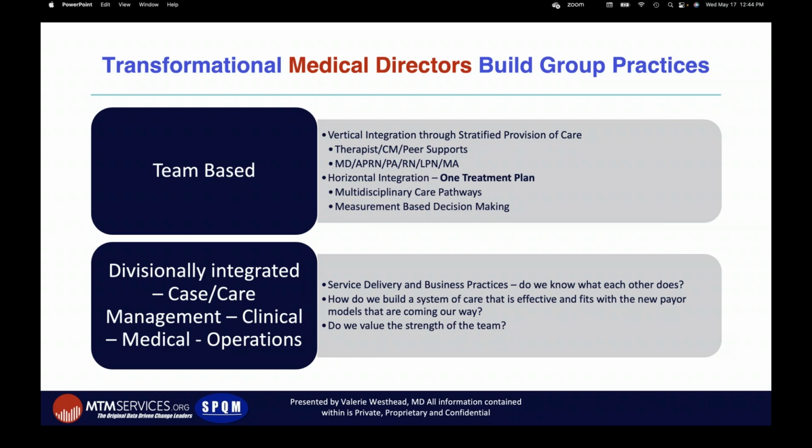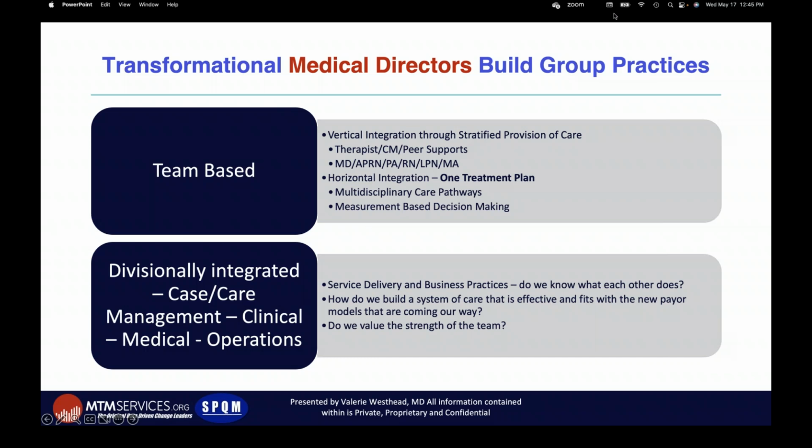So a transformational medical director is going to build this group practice. They're going to look at creating vertical integration with stratified provision of care, meaning we have therapists with case managers who support them, maybe doing some groups and those kinds of things, and peer supports who provide other additional mentoring. So therapists can focus on the evidence-based therapy modalities that they're using. Same in medical services: physicians, nurse practitioners, PAs, nurses, LPNs, MAs. We all have a role to play. We all have a funding source that can help bring revenue into the organization to pay for the services that we're delivering.